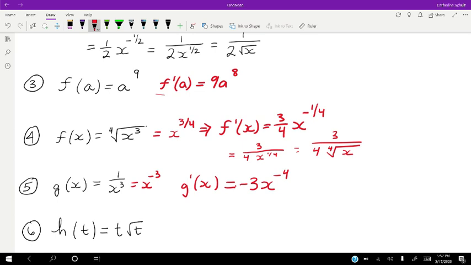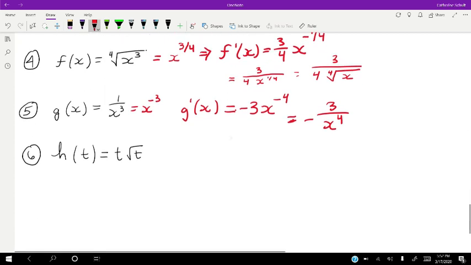You can write it like that. You can rewrite it without the negative exponent. So we have a negative that will stay out front. 3 stays on the top. The negative exponent is just attached to the x, so that's going downstairs. So the answer is negative 3 over x to the 4th.